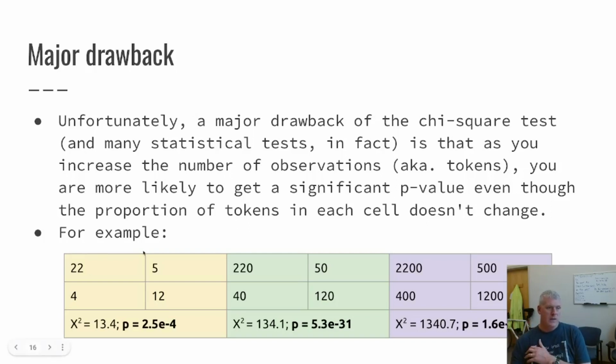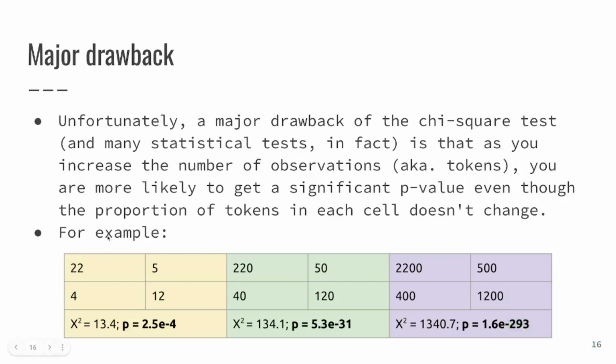So for example, on the left-hand side, let me just remove myself for a second. Below here, we have this yellow table, which is the table we just saw that Levshina gives, and we have a chi-square value of 13.4 and a p-value that's below 0.05. By the way, that E minus 4 is a scientific notation where you move the decimal point 4 spots to the left. So 0.00025 is the way to read that scientific notation.